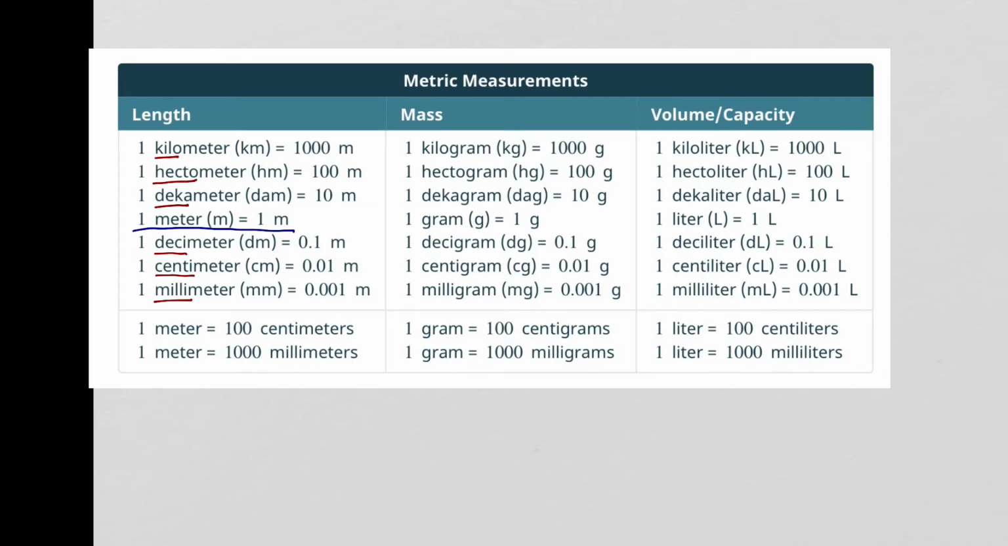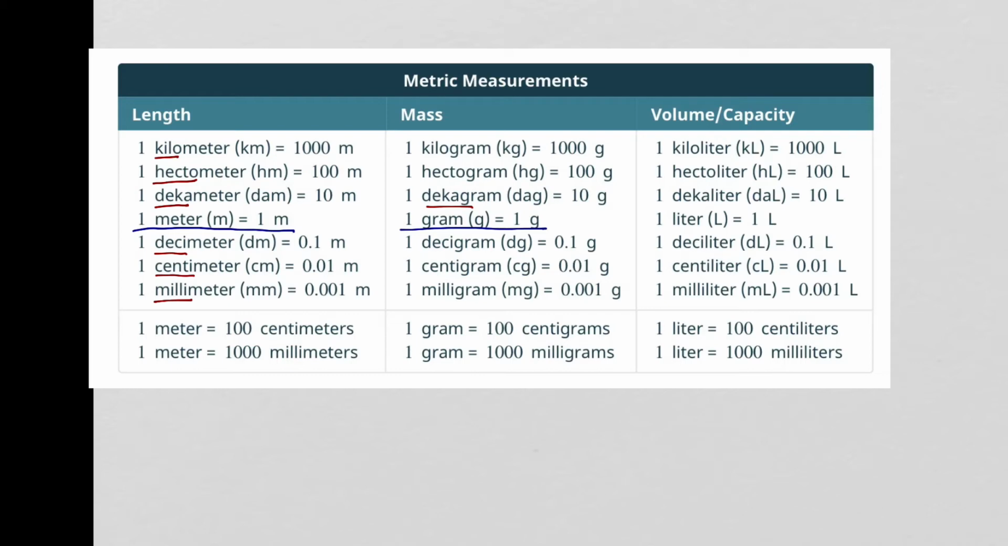It's the same thing for mass, except for mass, the basic unit is a gram. So 1 gram is the basic unit. Then if you want 10 times that, you use deca again. So instead of decameter, it'll be decagram. So a decagram is 10 grams. A hectogram is 100 grams. A kilogram is 1,000 grams. And if we go the other way, a decigram is 1/10 of a gram. A centigram is 1/100th of a gram. A milligram is 1/1,000th of a gram.